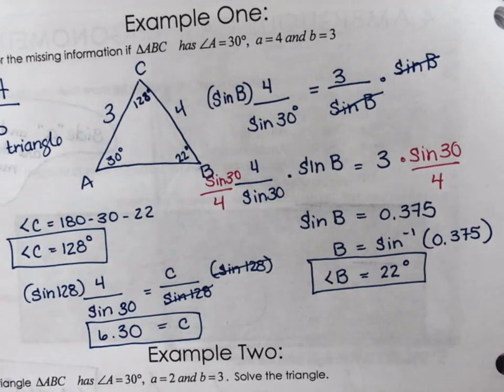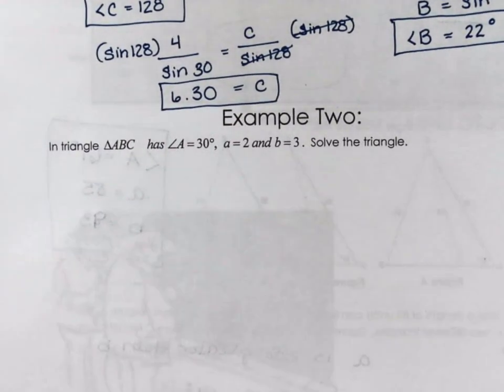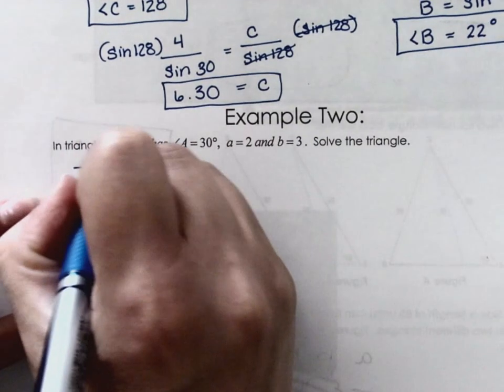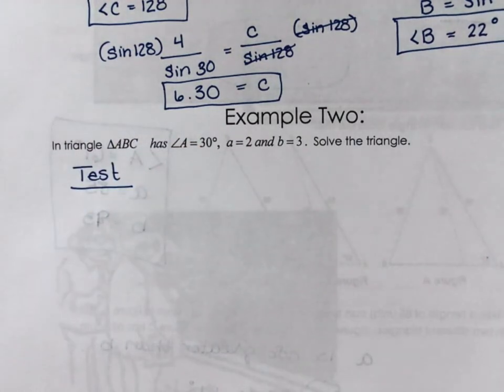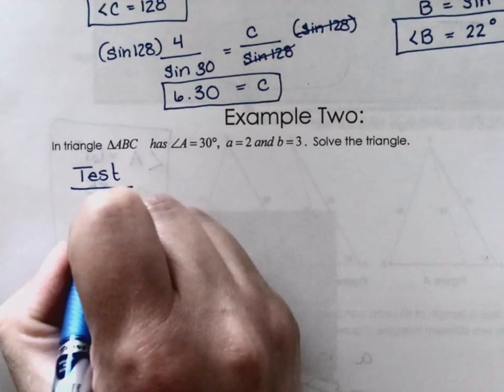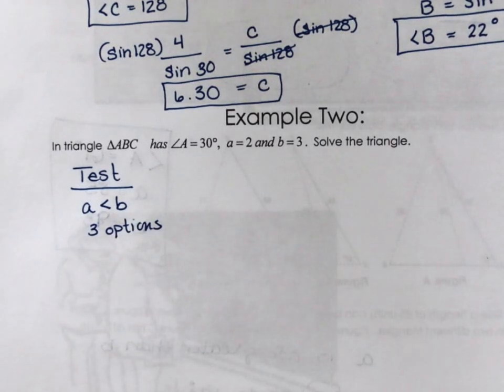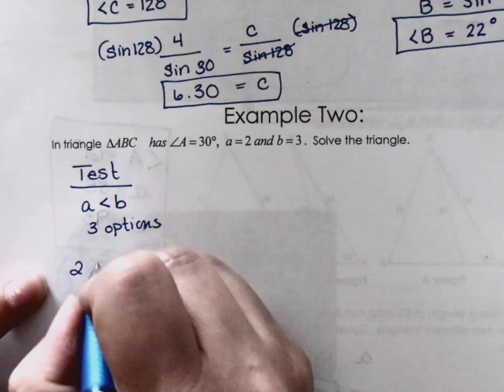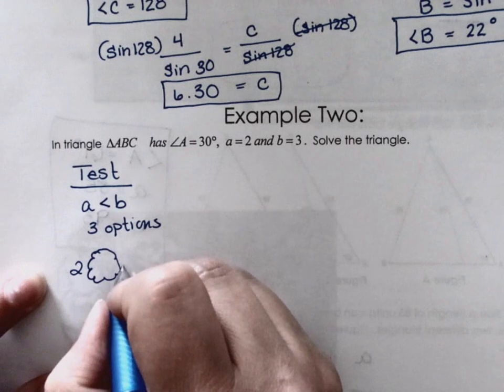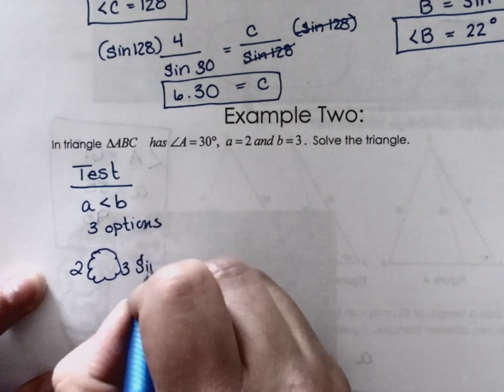Now we're gonna do another one. Okay, what's step 1 here? Do your test. So the question you're asking, what's my matching set? What are the letters in my matching set? A. So is A greater than B? No. So if A is less than B, we have 3 options, and that involves the fluffy cloud. Okay? The fluffy cloud part of it. So we're going to have 2 fluffy cloud, 3 times sine of 30.